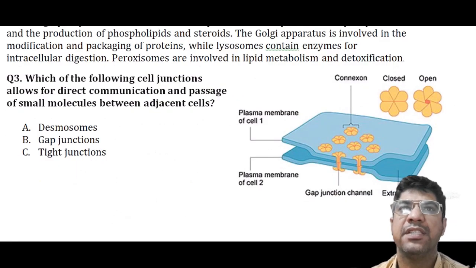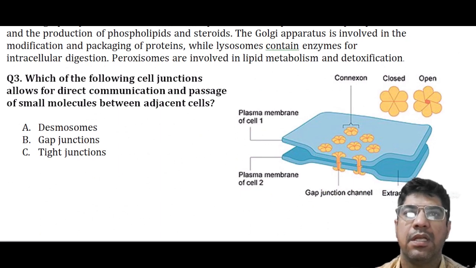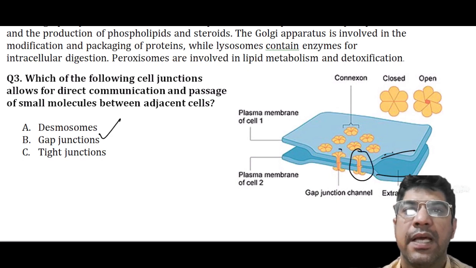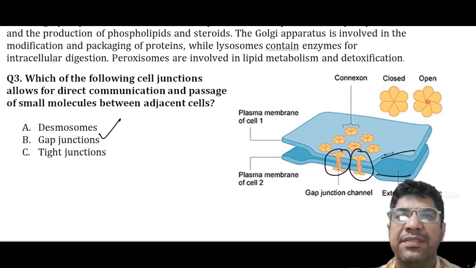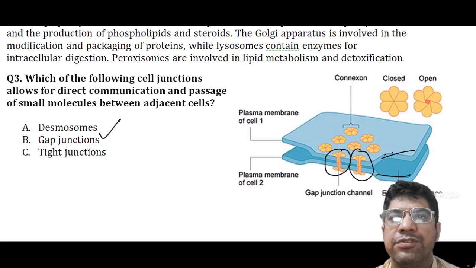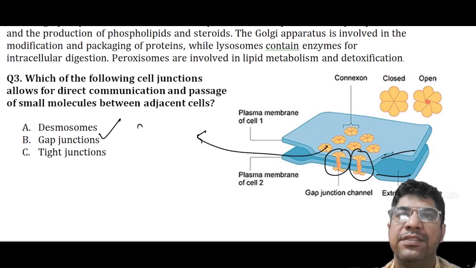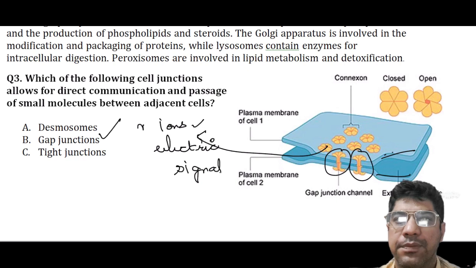Which of the following cell junctions allows for direct communication and passage of small molecules between adjacent cells? The answer would be gap junction. So what are gap junctions? They are the communication tunnels between the cells, channels that allow small molecules like ions or electric signals to pass from one cell to another.